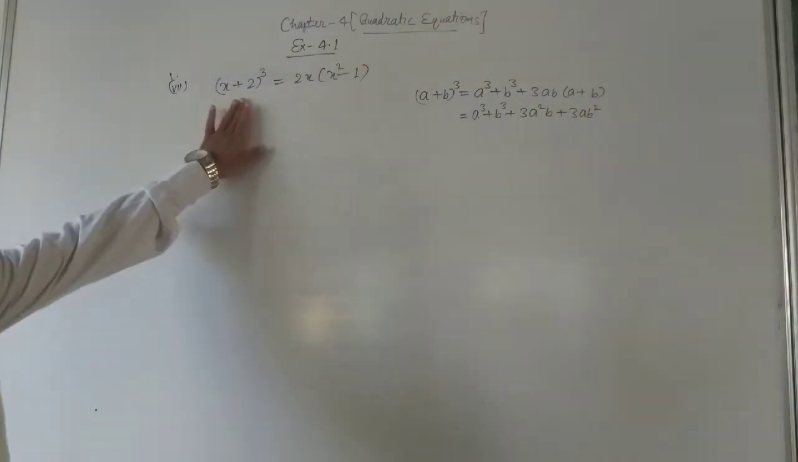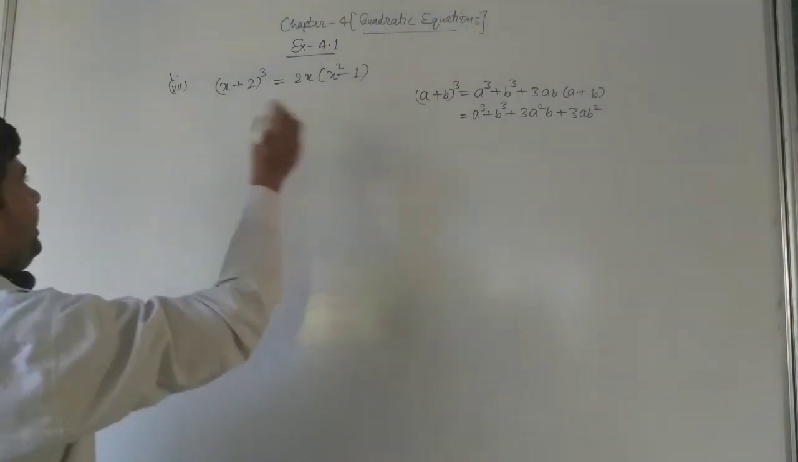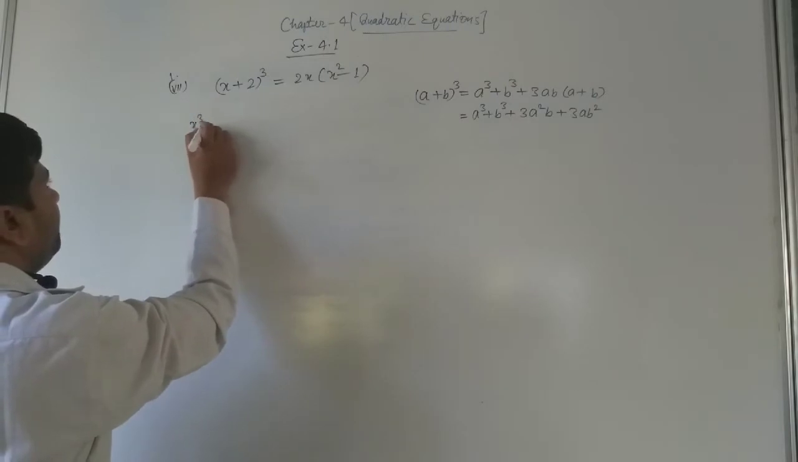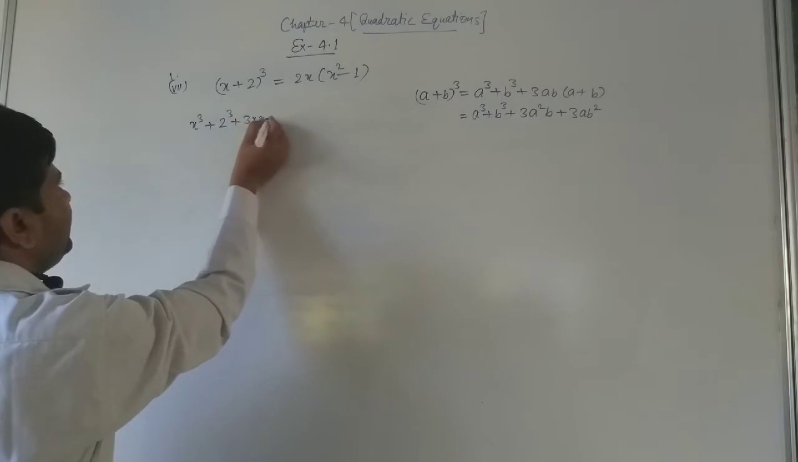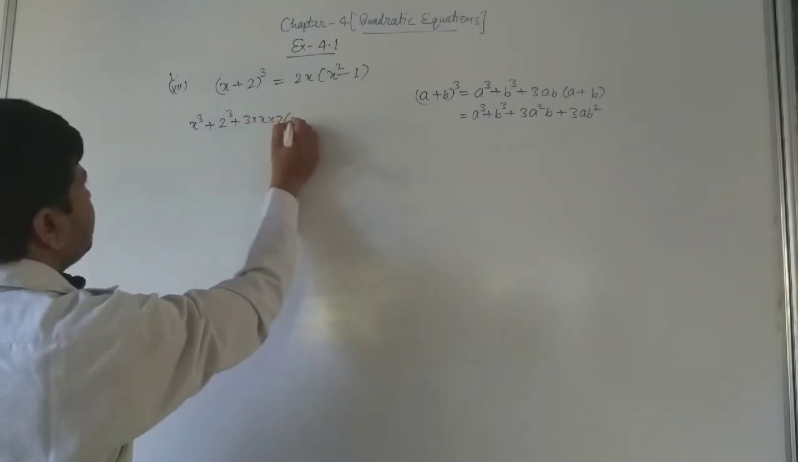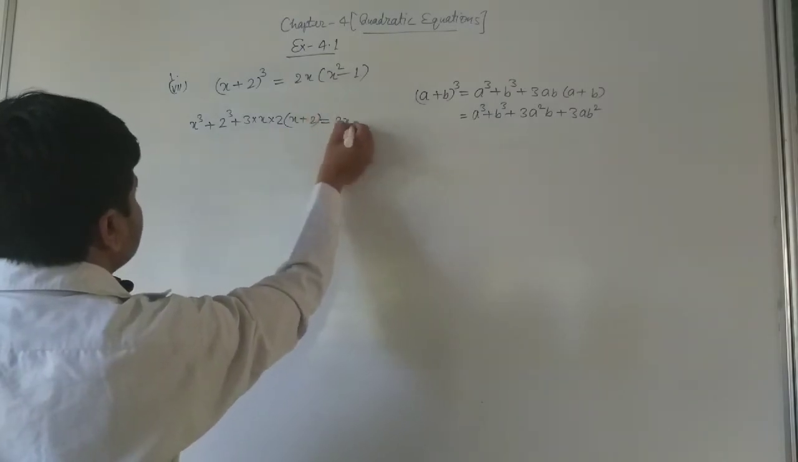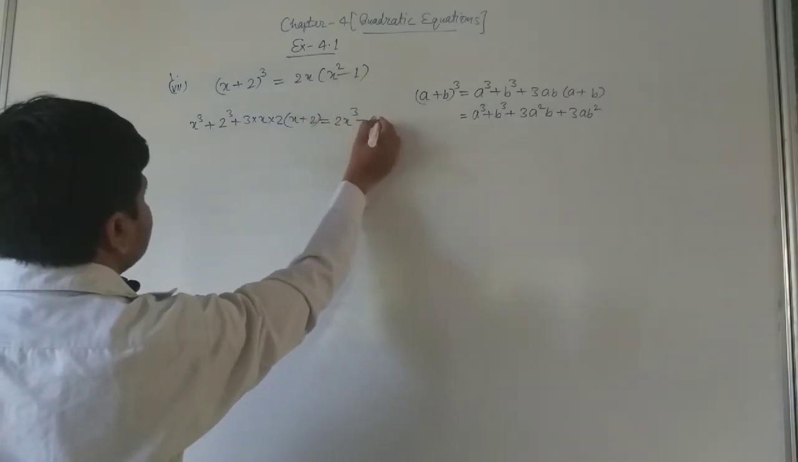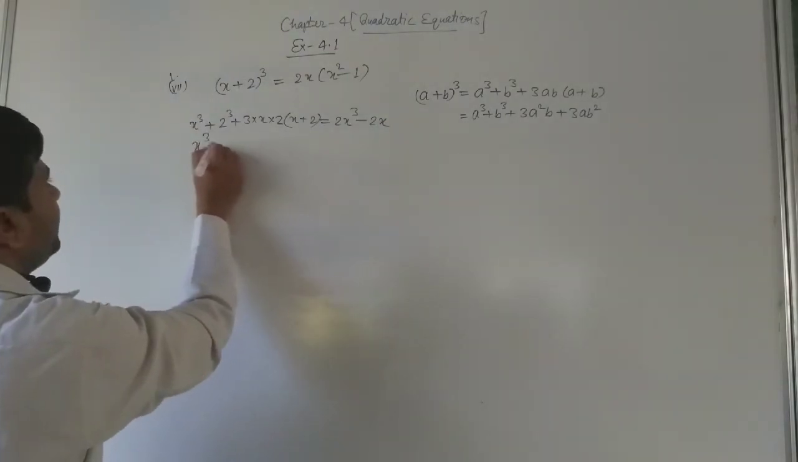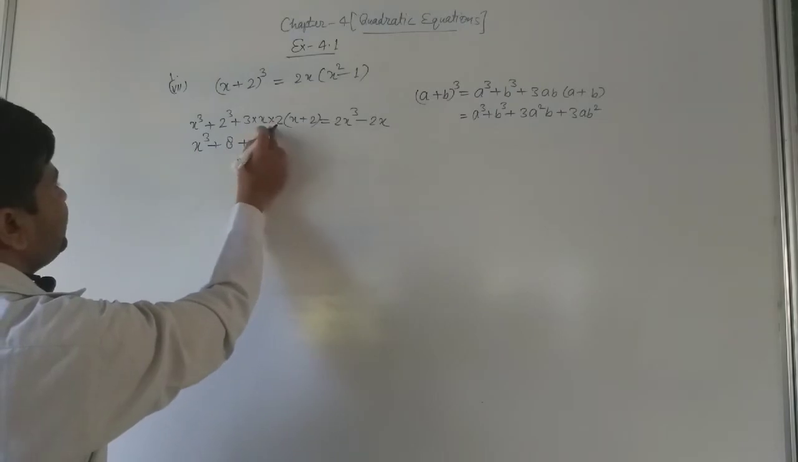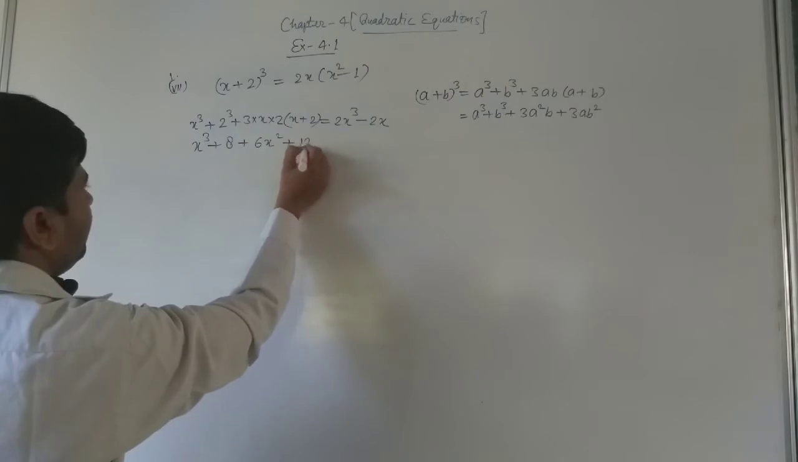Now we use it here for (x plus 2) whole cube. In the place of a it is x and in the place of b it is 2. Now a cube is x cube, plus b cube, that is 2 cube, plus 3 into x into 2, that is 3ab into (a plus b), which means (x plus 2), equals 2x into x square, that is 2x cube, minus 2x into 1, so it is 2x. Now simplify. x cube plus 2 cube is 8, plus 3 into 2 is 6x into x, so it is 6x square, 6x into 2, so it is 12x.